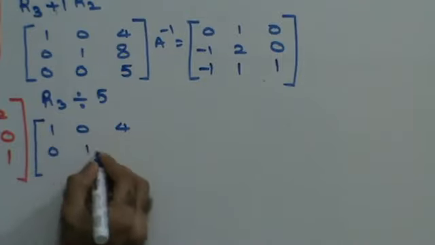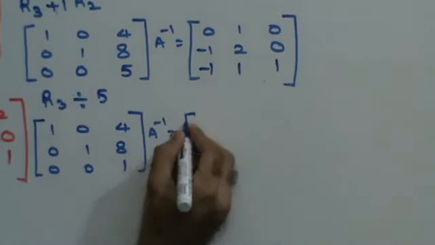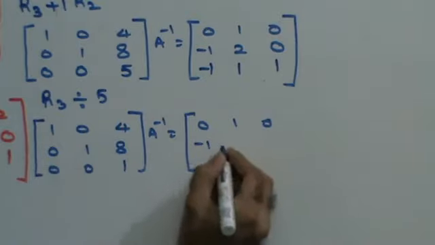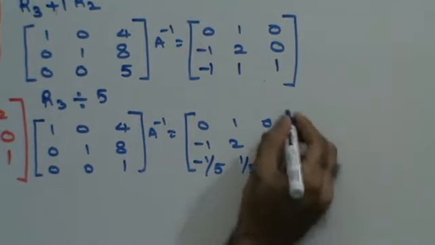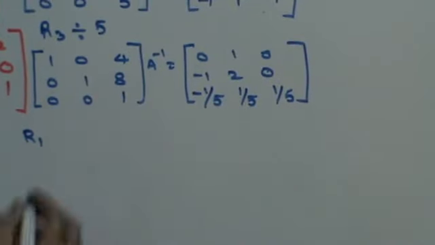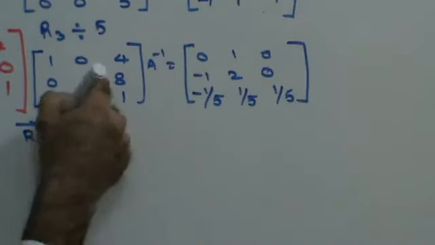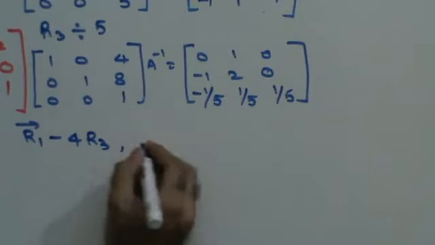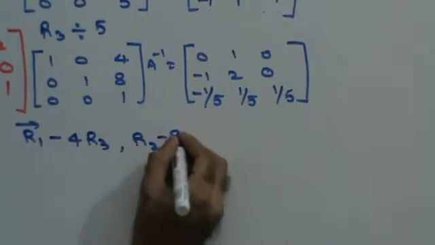104, 018, 001. A inverse 010, minus 120, minus 1 by 5, 1 by 5 and 1 by 5. Now I want to make these two numbers as 0. Where is the number in R1? What is the number? 4. What is the complement of 4? Minus 4. R3. I want to make this number as 0. Where is the number in R2? What is the number? 8. What is the complement of 8? Minus 8. R3.